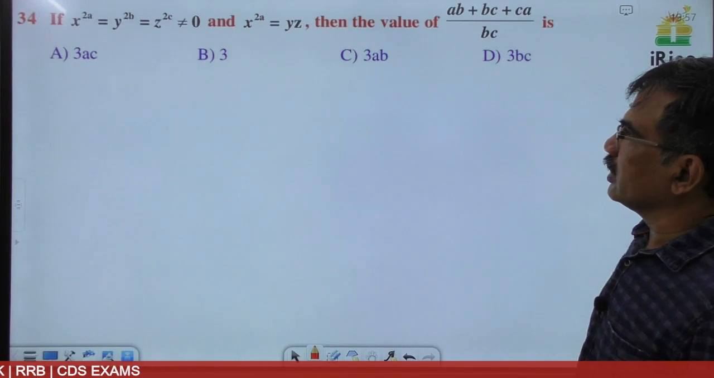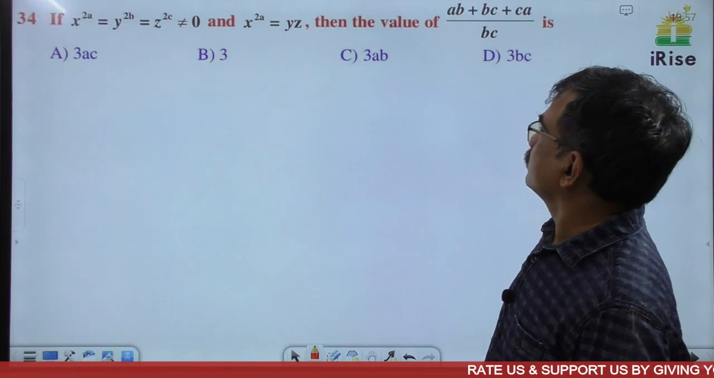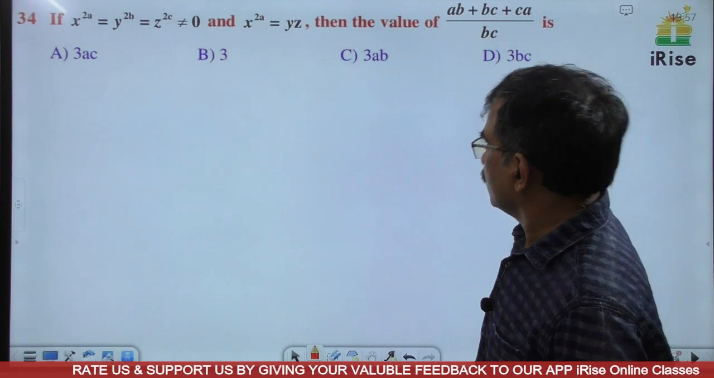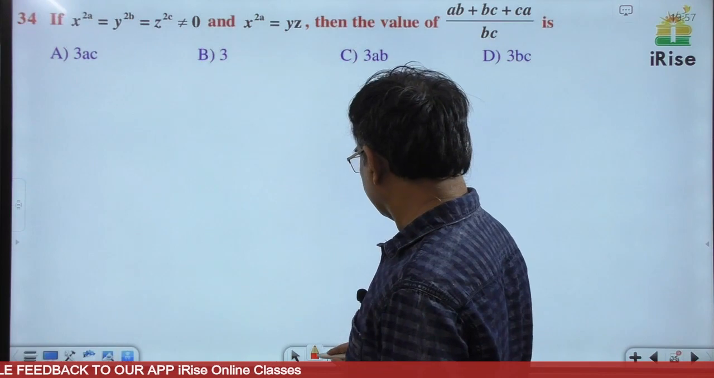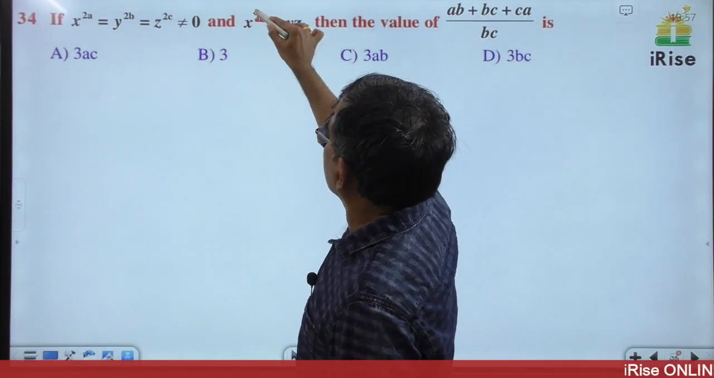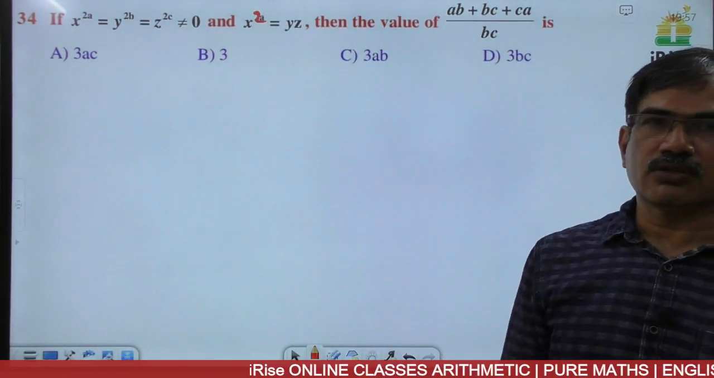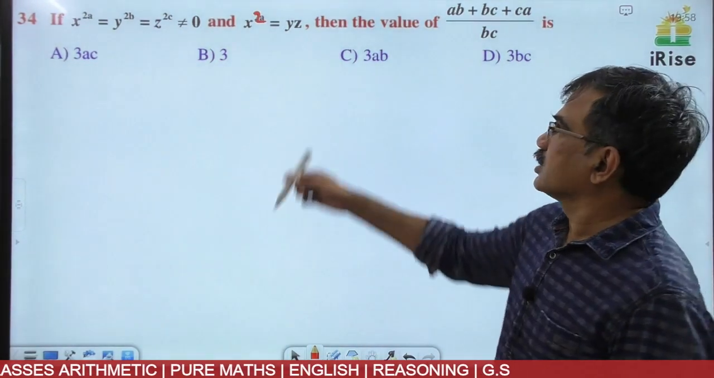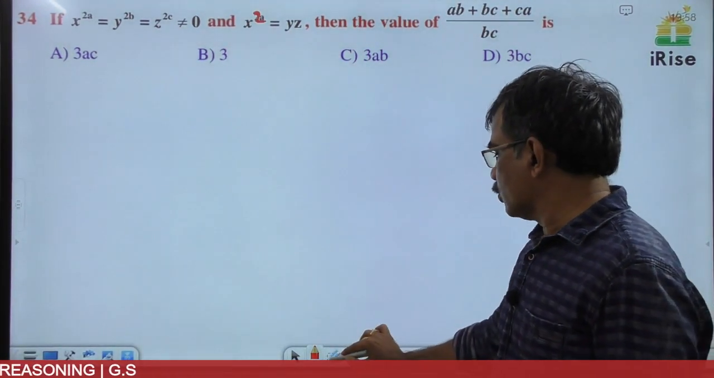if x power 2a is equal to y power 2b is equal to z power 2c, which is not equal to 0, okay, here the question is wrong. This is only x square. This is only x square is equal to yz, then what is the value of this? If x square is equal to yz, then what is the value of this? Okay, not x power 2a, it is only x square is equal to yz. How to solve this question?